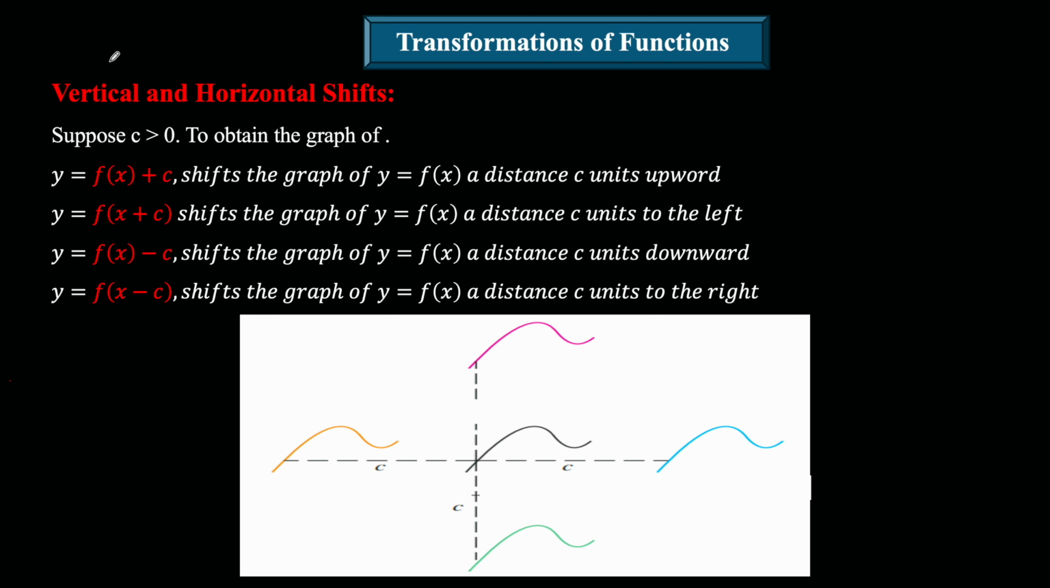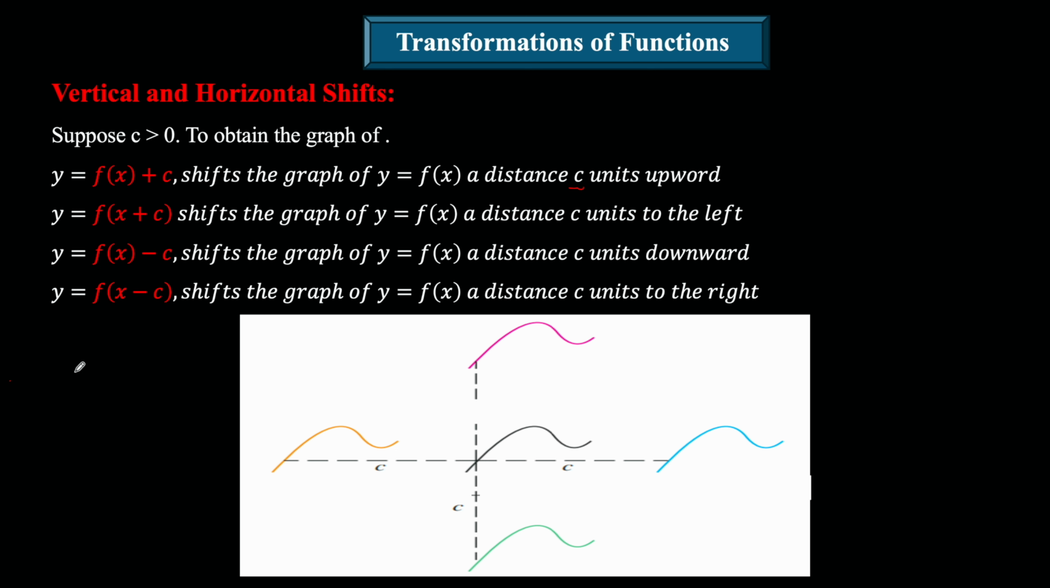First part is vertical and horizontal shifts. Suppose that c is greater than 0 to obtain the graph of. So we'll read from here and here, okay? And we'll see some examples. First, we will read those properties to understand them, and then we will see examples on them, okay? So y is equal to f of x plus c shifts the graph of y is equal to f of x, which is this one, a distance c units upward.